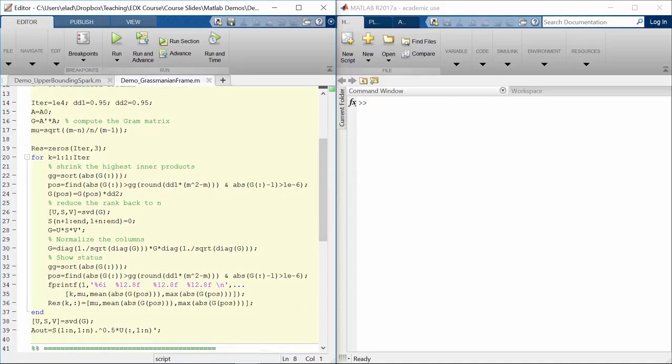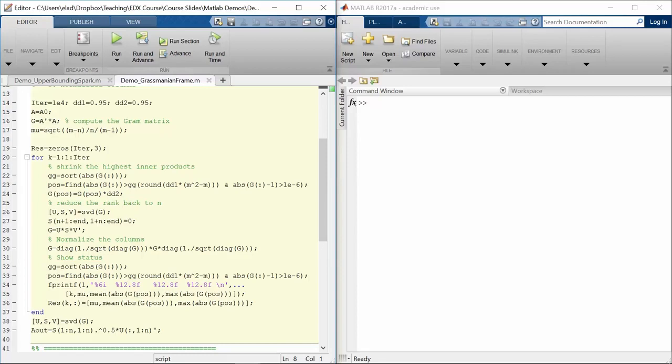First, we identify the entries in G that are the top 5% in their absolute values and shrink them by multiplying them by 0.95. Secondly, we take the resulting Gram matrix and force it to have a rank n using SVD. Lastly, we multiply G from the left and the right by a diagonal matrix that causes the main diagonal of the result to be 1s. This parallels a normalization of the columns of A.